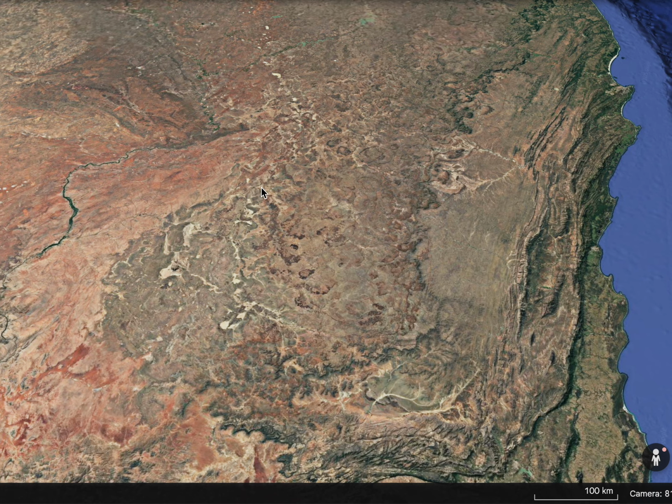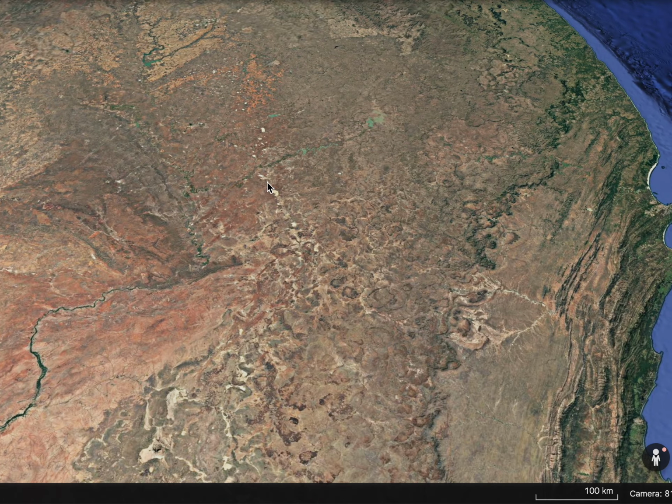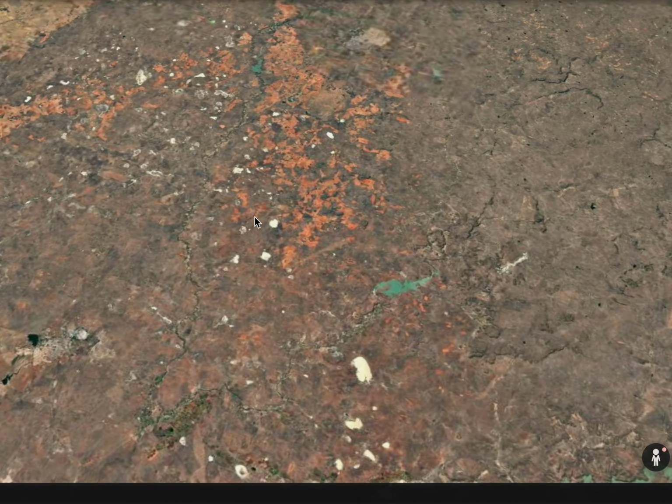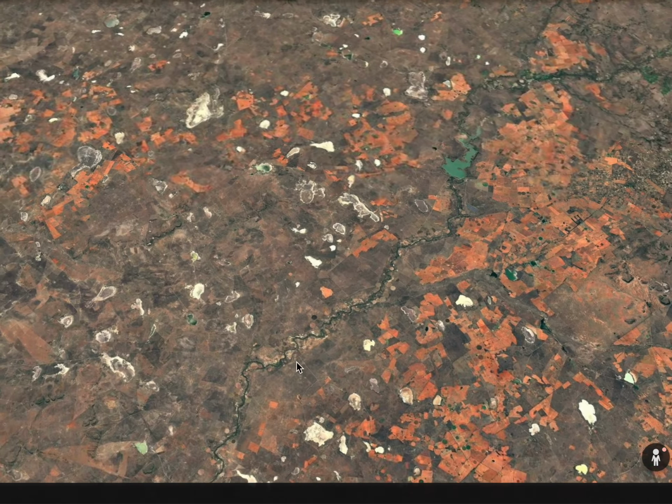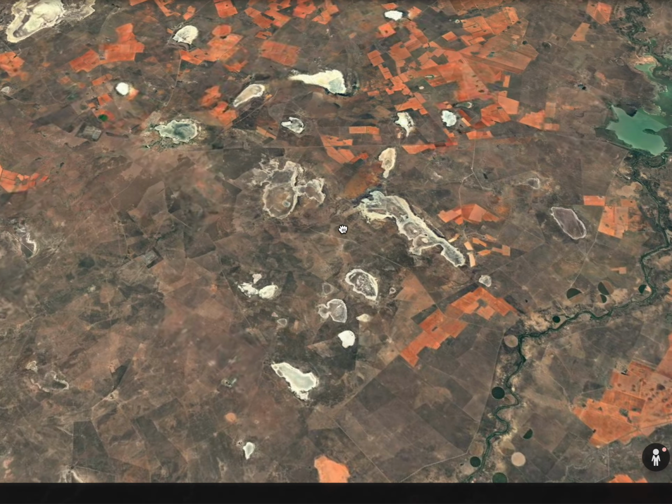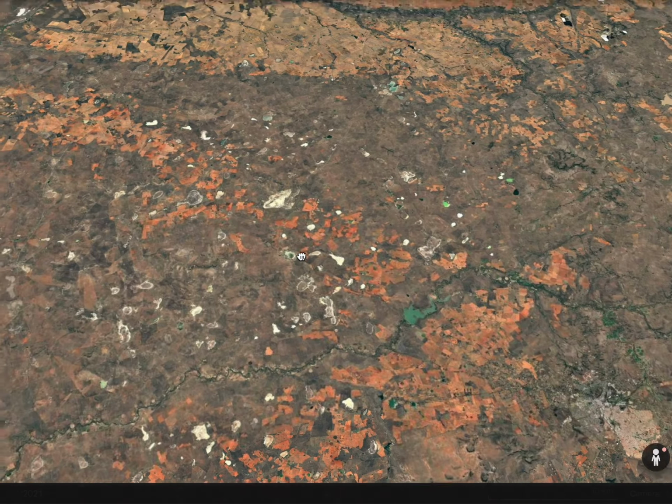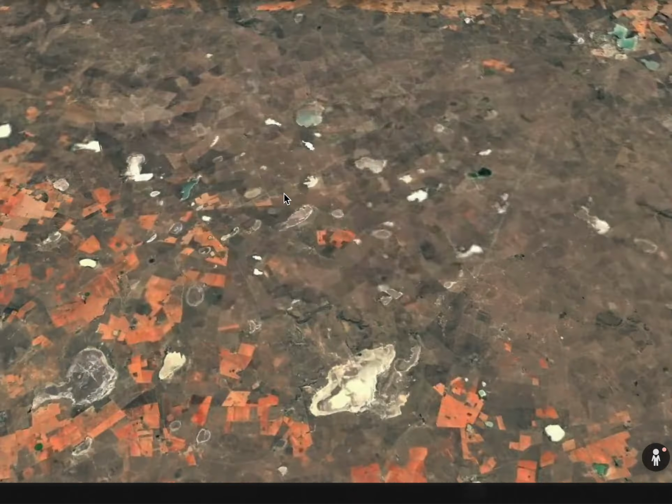You can see a little trail came through here. This is all scoured out. Scablands, just like Washington and Oregon. Montana even. Yep, scablands in Montana.